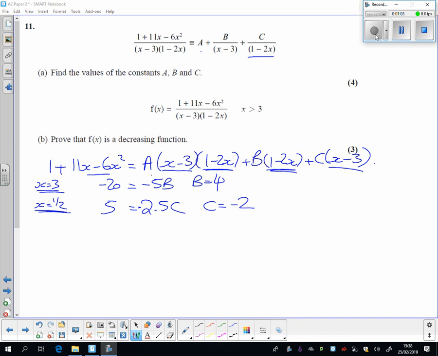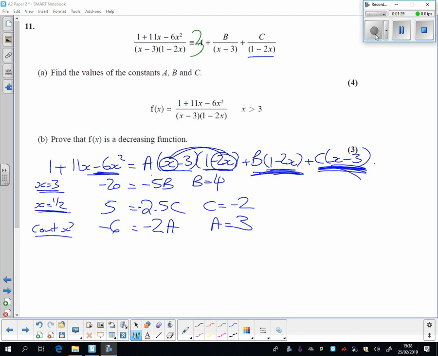Now to find out what a is, some people might throw in x equals 0, but I usually just count the x squareds. In that I've got minus 6x squareds here. There aren't any x squareds there, there aren't any x squareds here. The only x squareds we're getting are from here. So there's minus 2a of them. So that makes a equal to 3. So we've got a 3 here, a 4 there, and a minus 2 there.